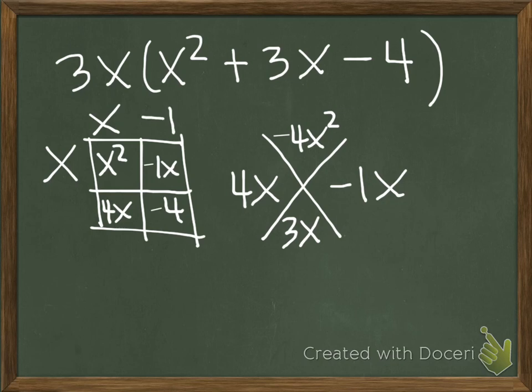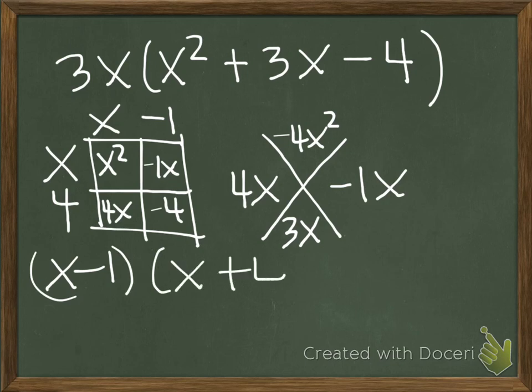Now, there's a remaining spot on the bottom one, and there's a 4x in that box. And so you have to do x times 4 to get 4x. Now, your answer would be x minus 1 times x plus 4.